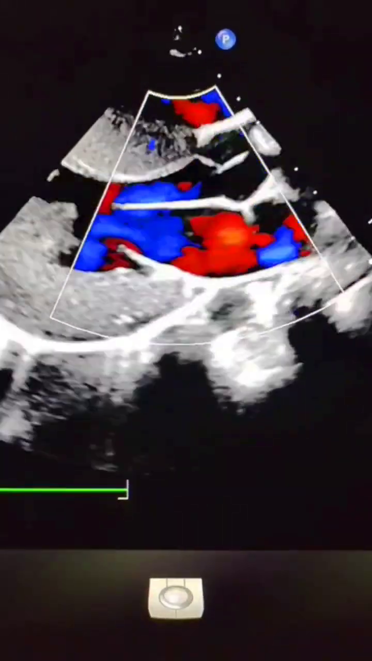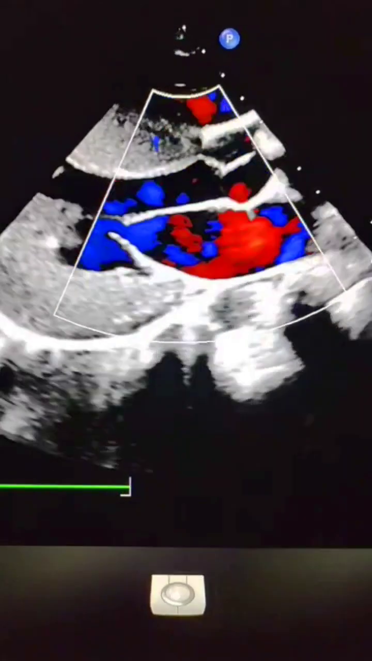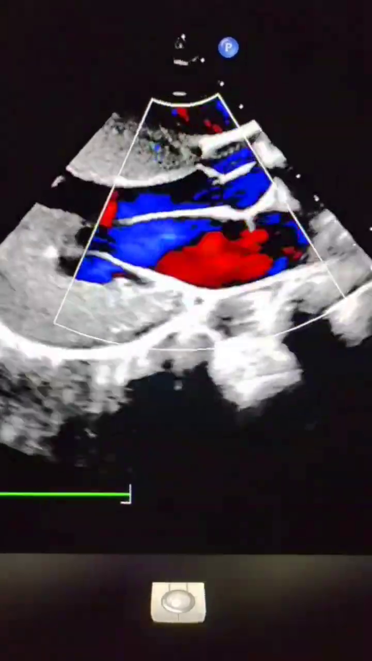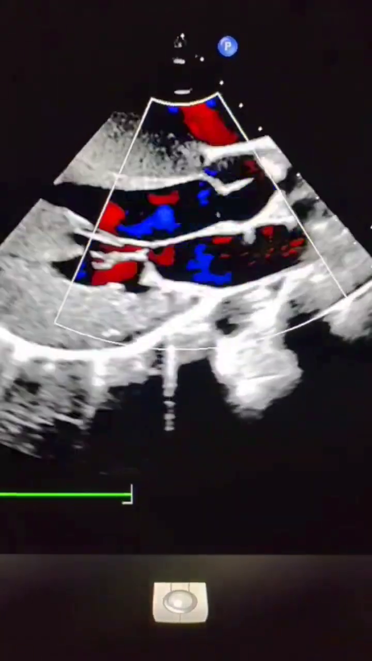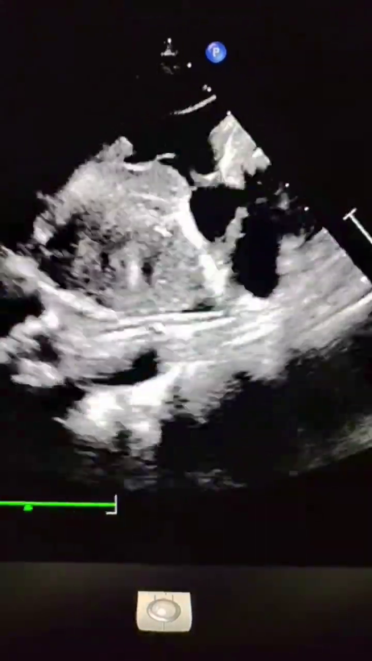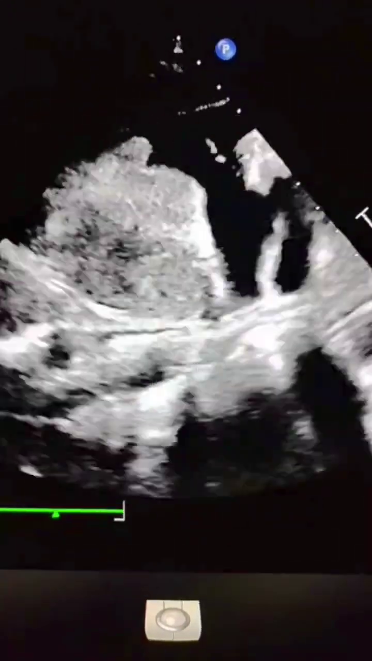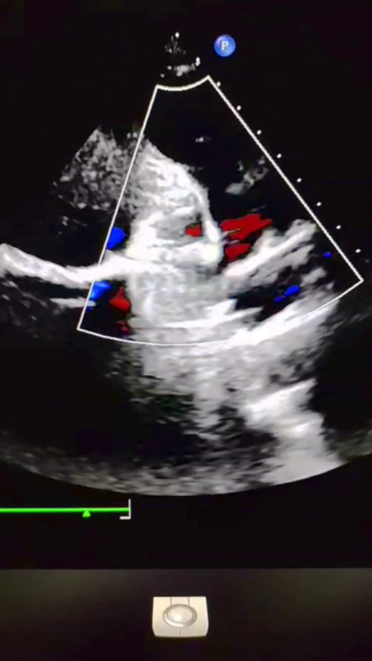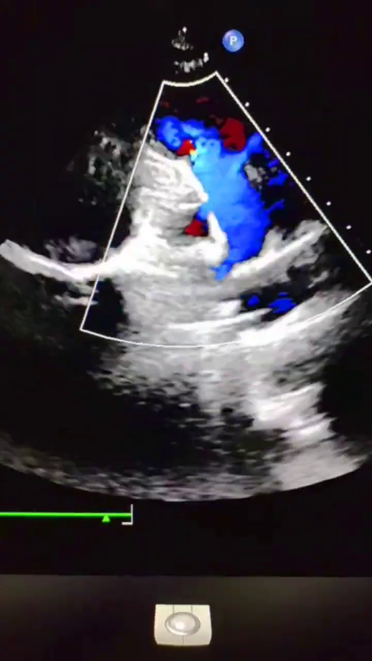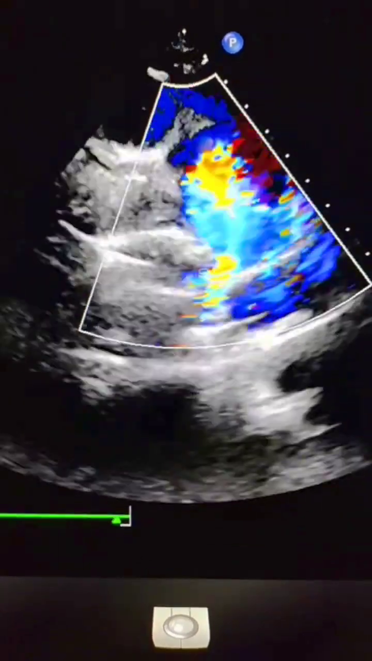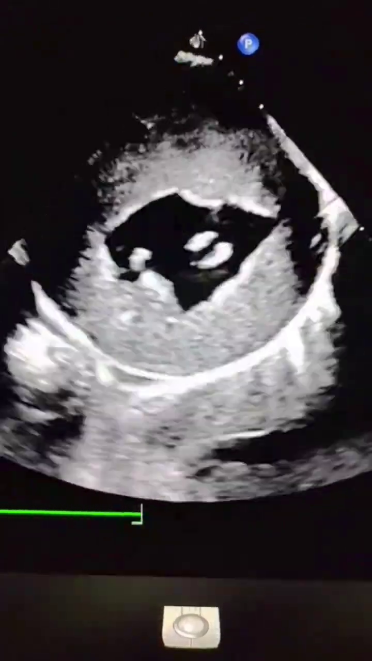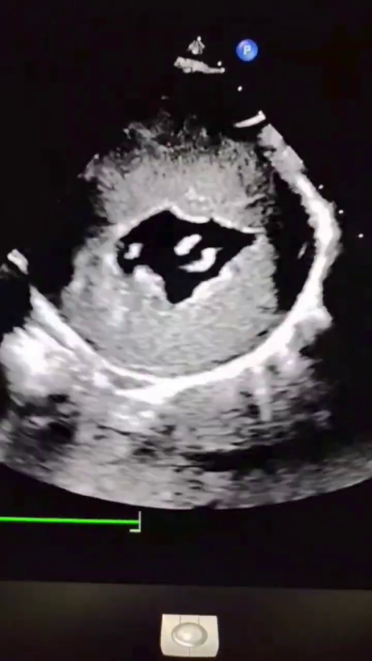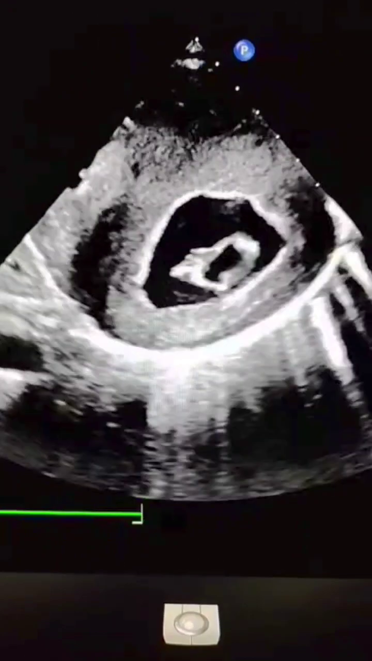So let's see if any other pressure overload conditions are there or not. At present, this color interrogation shows no evidence of any MR. This is a modified parasternal view. We can see the RVOT, tricuspid valve, and pulmonary artery. In this parasternal short axis, you can see the very thick septum at the level of the mitral valve.